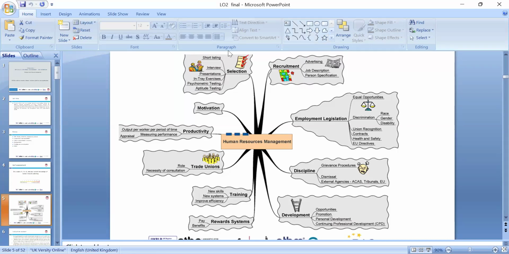Selection process: we can do shortlisting, interview, presentation, and entry exercise, which we can do in agencies. We can also look at psychometric testing and aptitude testing.